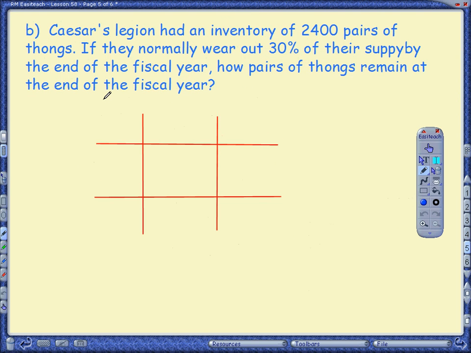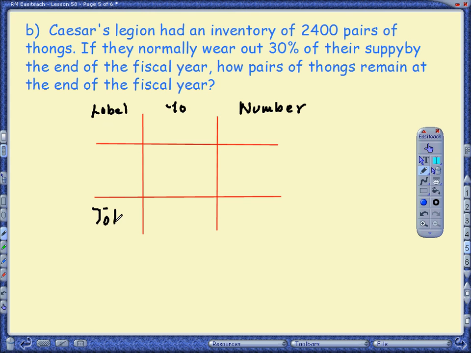Okay, our next problem is Caesar's legion had an inventory of 2,400 pairs of thongs. Now that is not underwear. Those are sandals, okay, that they used to wear on their feet. Label, percent, and number goes in the last column. If they normally wear out 30% of their supply by the end of the fiscal year, how many pairs of thongs remain at the end of the fiscal year?